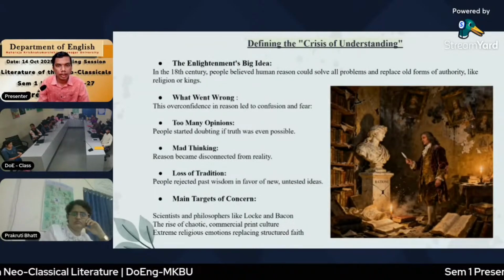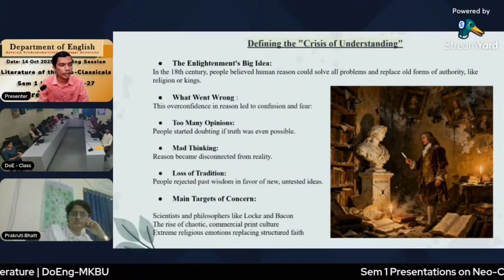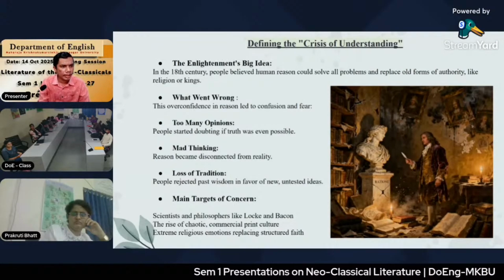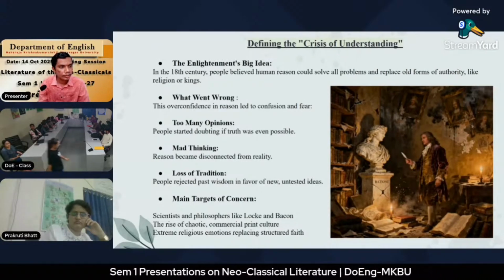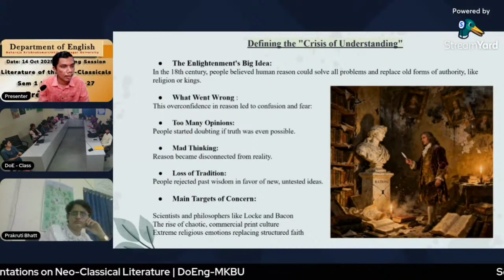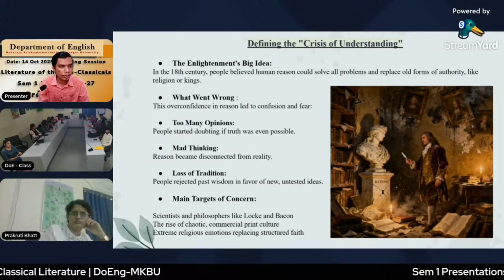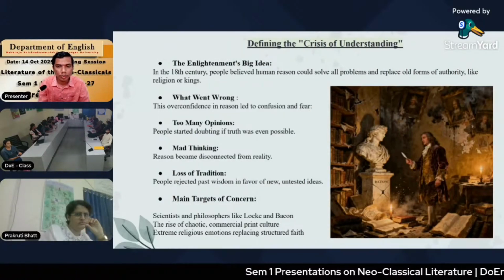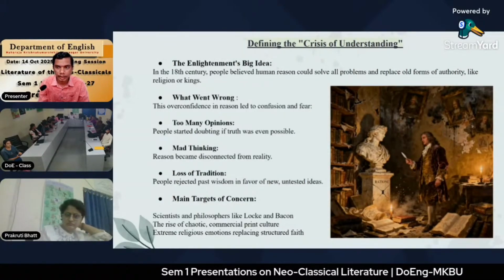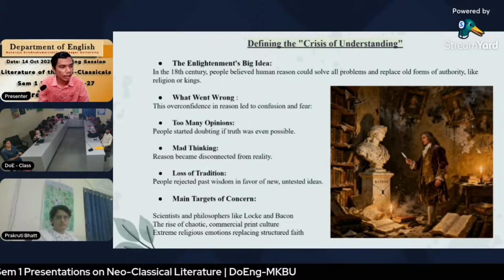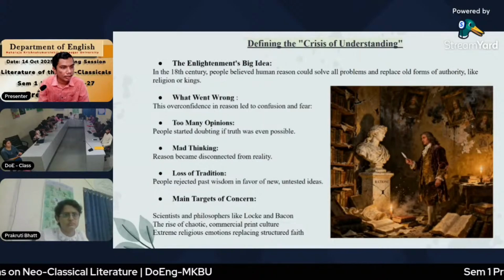Defining the crisis of understanding. The Enlightenment's big idea: in the 18th century, people believed human reason could solve all problems and replace old forms of authority like religion or kings.